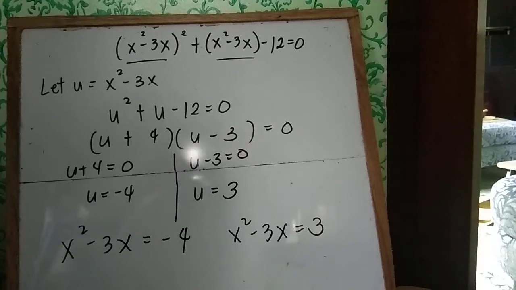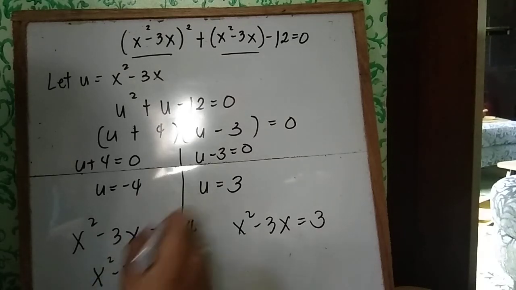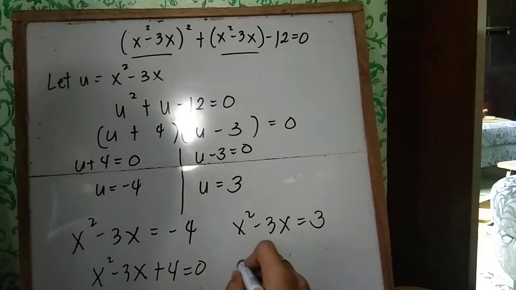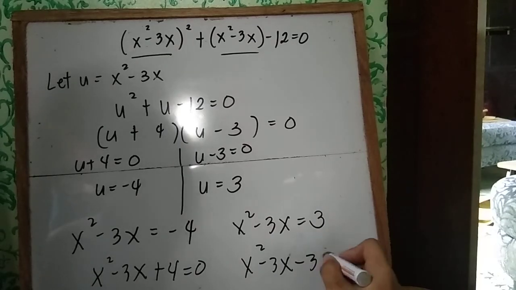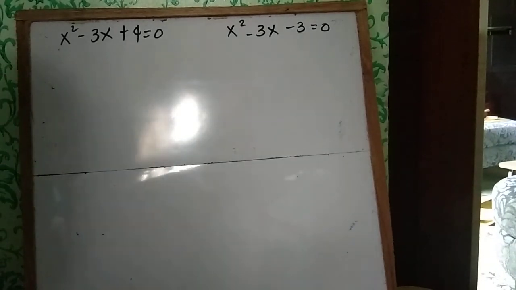Okay, next we will make these into equations in standard form. So x squared minus 3x, transpose negative 4, it will become positive 4, is equal to 0. Similarly for the other side, x squared minus 3x, transpose positive 3, so negative 3 is equal to 0. So we will have two equations: x squared minus 3x plus 4 is equal to 0, and x squared minus 3x minus 3 is equal to 0.